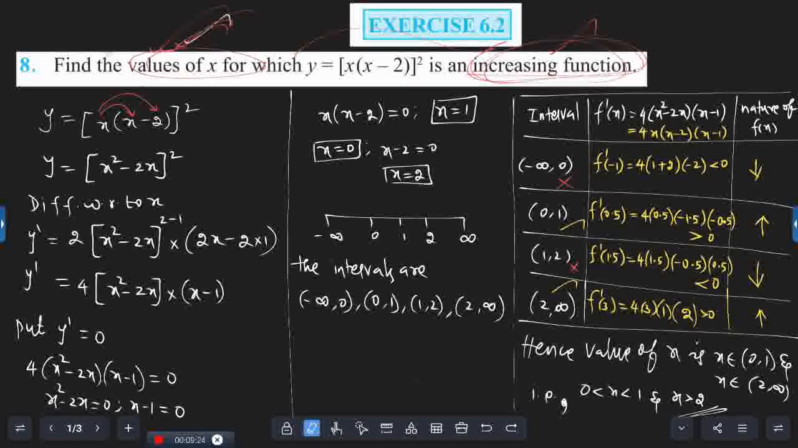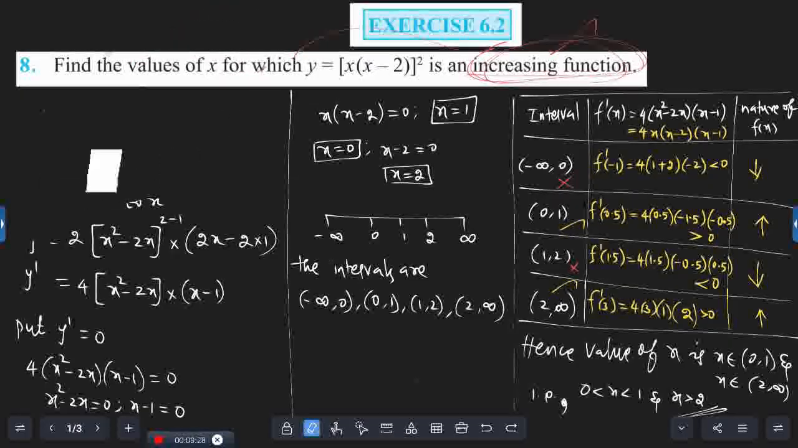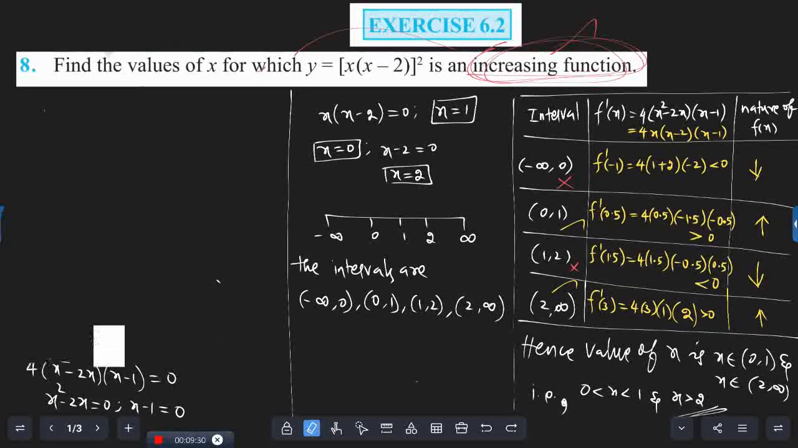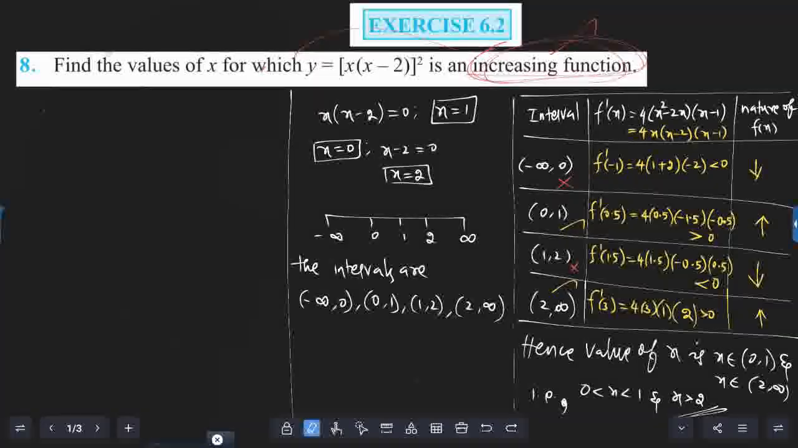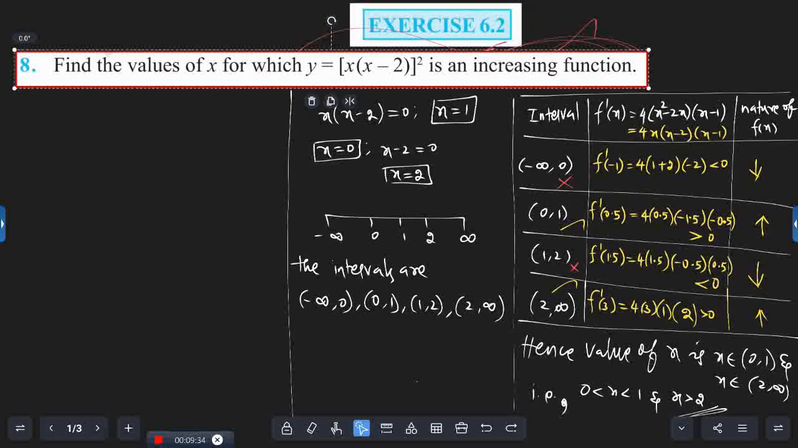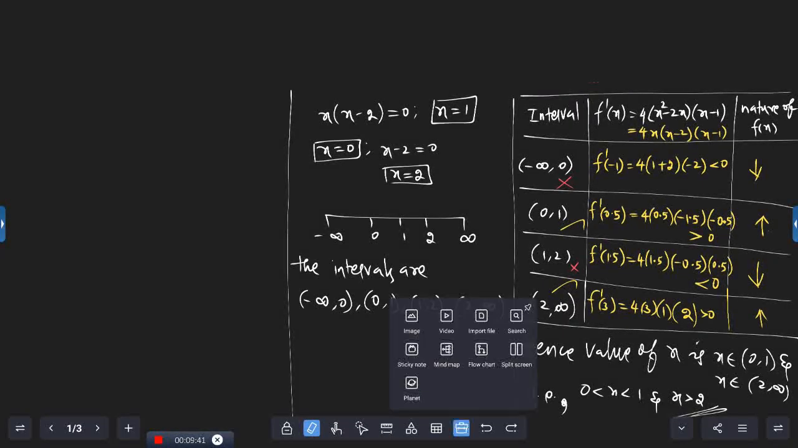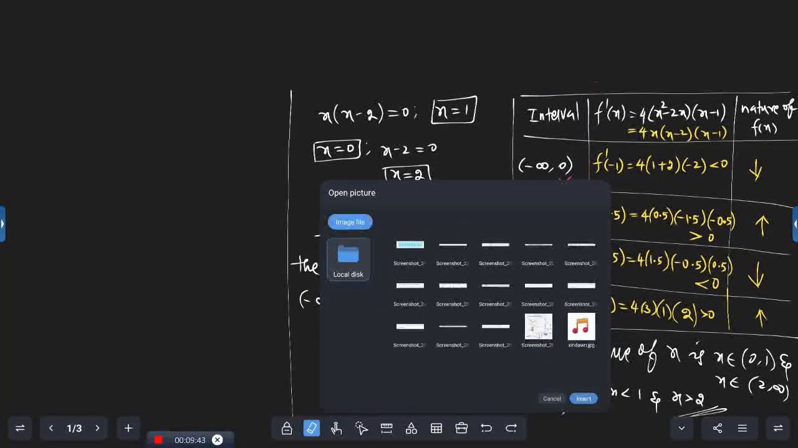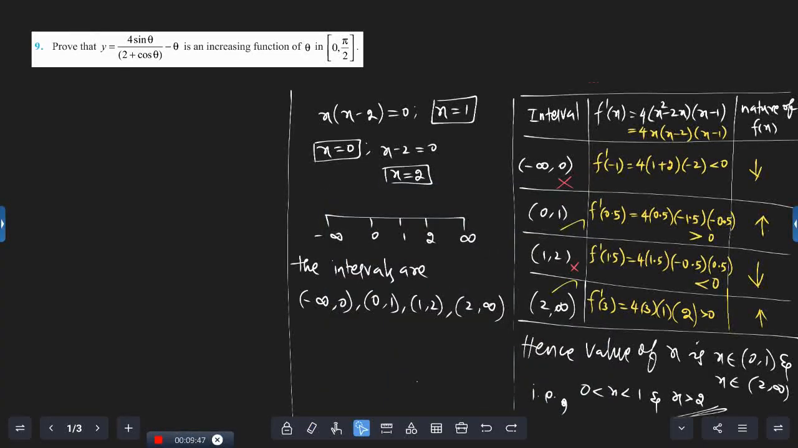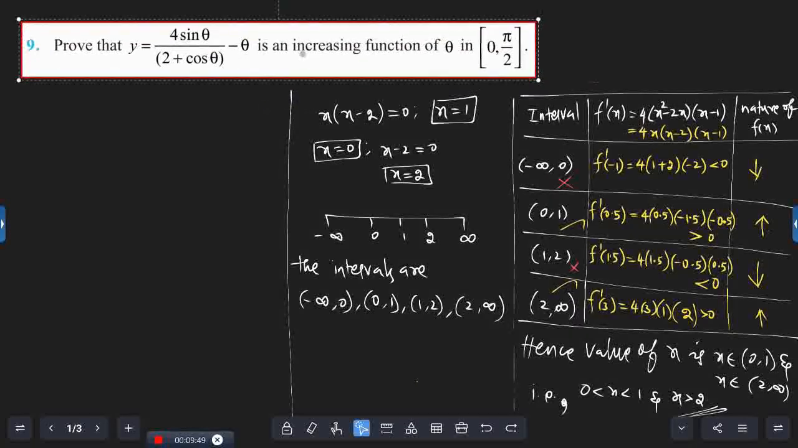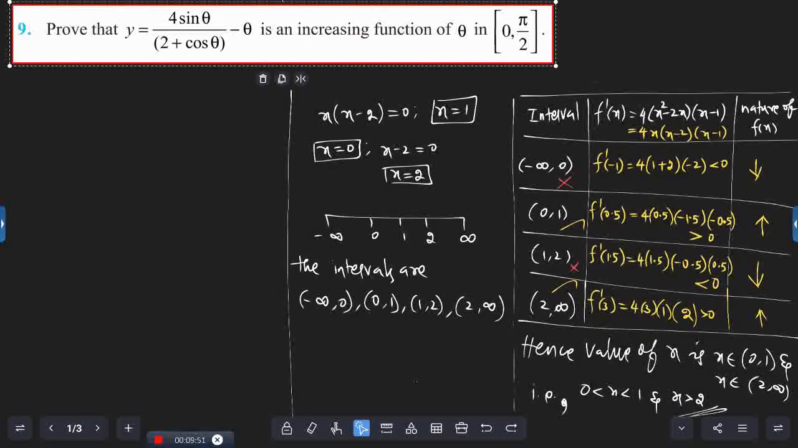Can I have the first page or else? I'll take question number 9 here. Question number 9 I'm taking, Daraja. Question number 9 onwards, trigonometrical function.